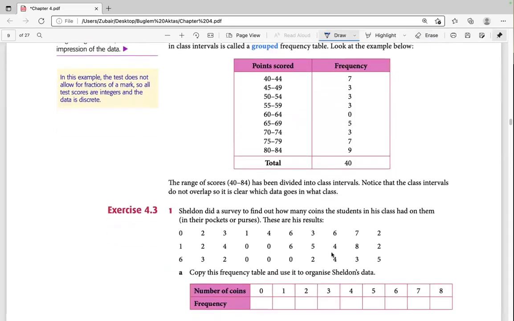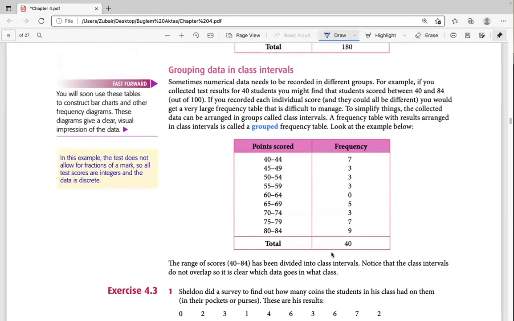So what does the question have to say? Grouping data, we have the frequency, we have the points scored. Like we have 40 of those people. If we write all the marks, this will be a very long list. So we've categorized them: anyone who scored 40 to 44, we count them. 45 to 49, we count them.